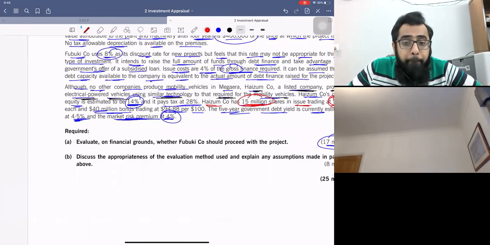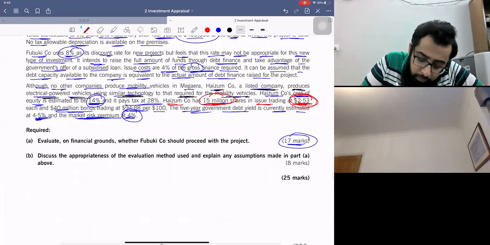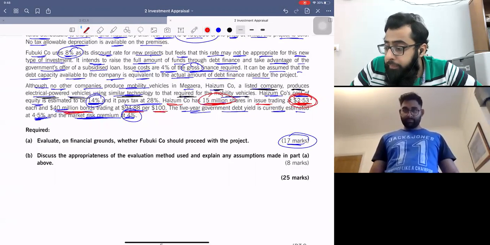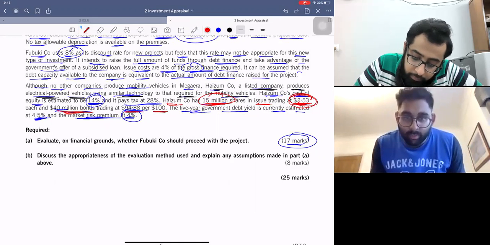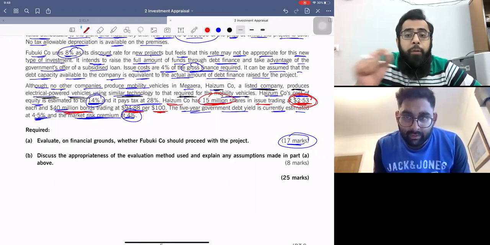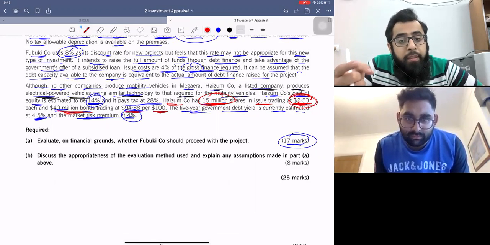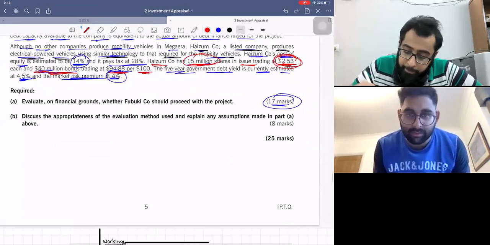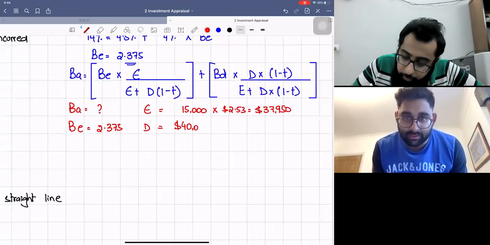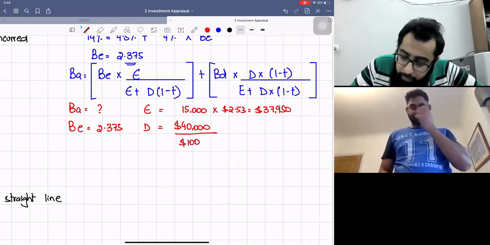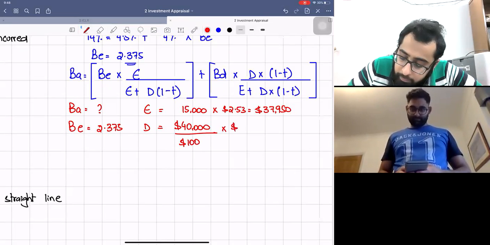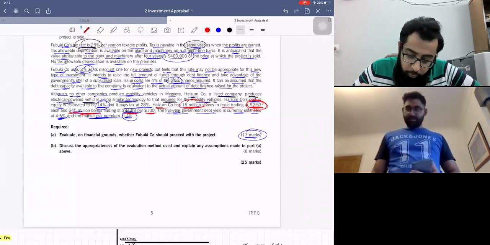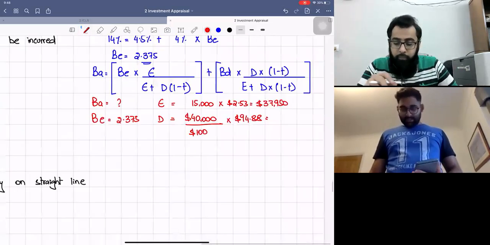And what is the debt? 40 million bonds trading at 94.88 per $100. What is the value of debt? So what you need to do is you have to divide it by $100 and multiply it by 94.88. $40 million bond, it is at par value. 40,000 divided by $100, multiplied by 94.88. So how much? 37,952.